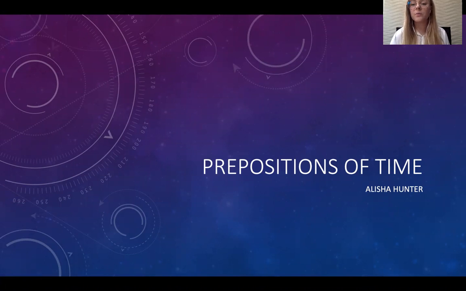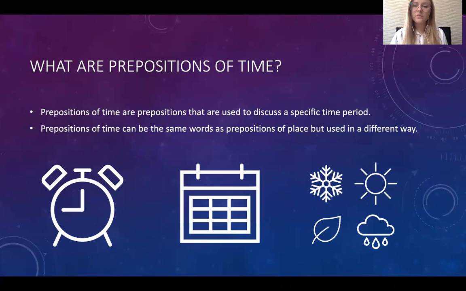Okay, so what are prepositions of time? Prepositions of time are prepositions that are used to discuss a specific time period. So prepositions of time can be the same words as prepositions of place, and we discussed those last week, but we use them in a different way. They can be used to describe things like time, dates, and seasons.